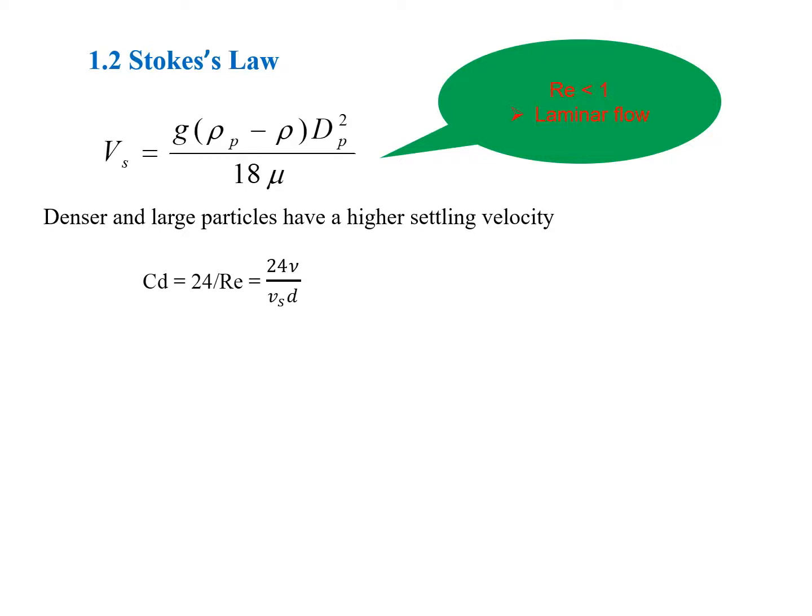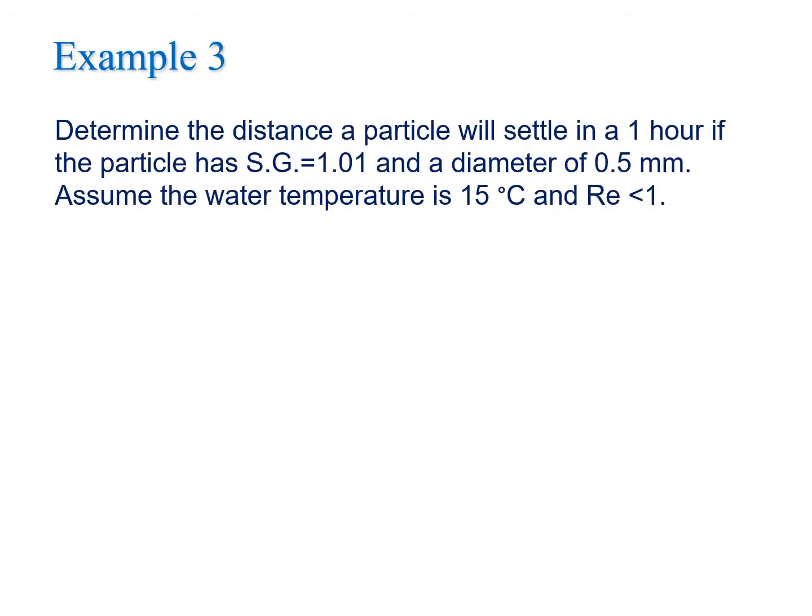So CD will be 24 over Reynolds number, 24 times nu over Vs times d. So nu is viscosity, Vs is velocity of settling, d is diameter, and Vs you can find from this formula. So g times (specific gravity minus 1) over 18 mu times d particle squared. Here's an example.